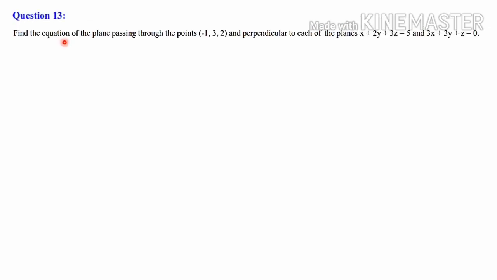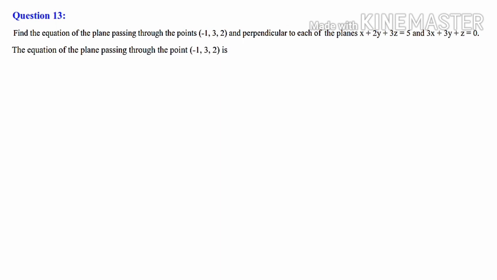Next, we shall discuss question number 13. The question is, find the equation of the plane passing through the point (minus 1, 3, 2) and perpendicular to each of the planes x plus 2y plus 3z is equal to 5 and 3x plus 3y plus z is equal to 0. Let's go through the question once again. We are asked to find the equation of the plane passing through the point (minus 1, 3, 2) and perpendicular to these two planes, x plus 2y plus 3z is equal to 5 and 3x plus 3y plus z is equal to 0.